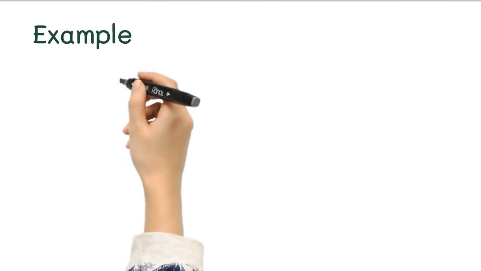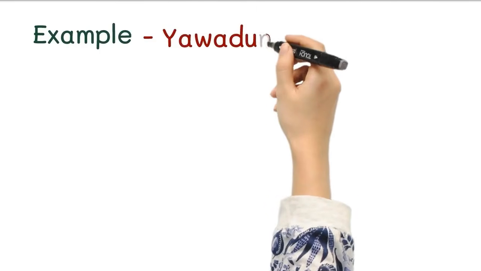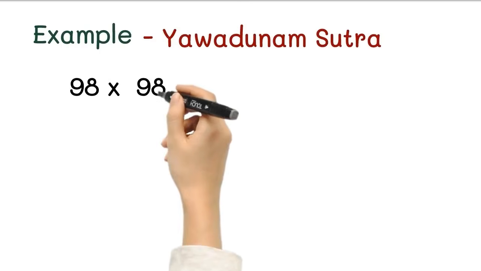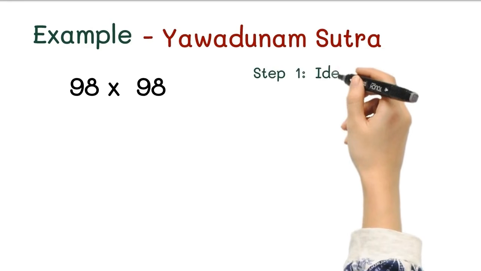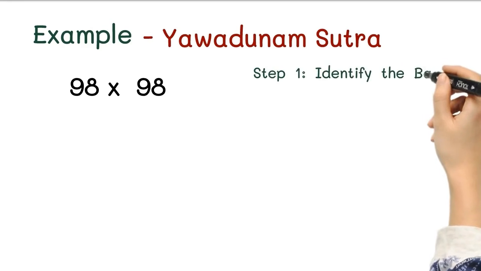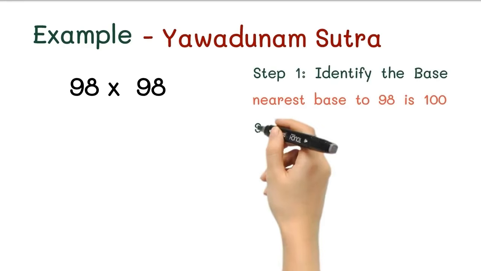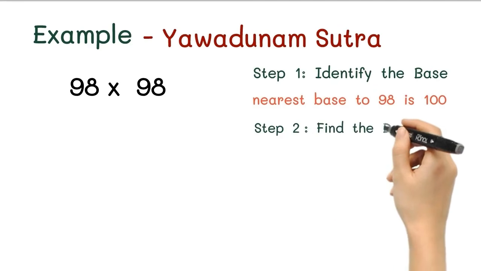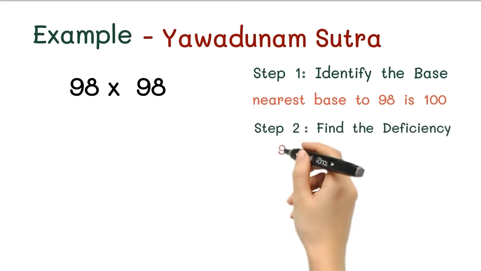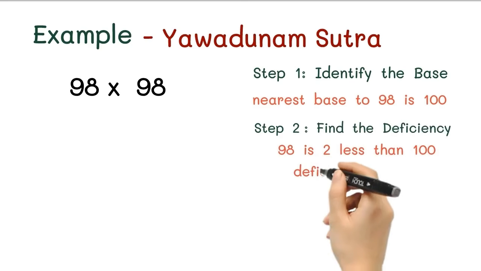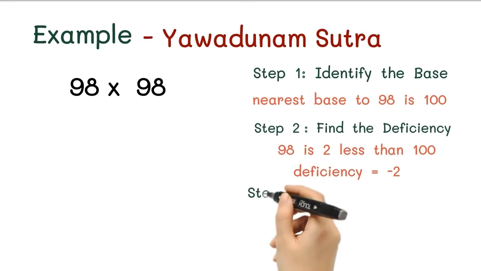Alright, let's take an example and apply the Yawadunam trick. Example number 1: 98 multiplied by 98. Step 1. Identify the base. So, the nearest base to 98 is 100. Now, let's go to step 2. Find the deficiency. 98 is 2 less than 100, so the deficiency is minus 2.